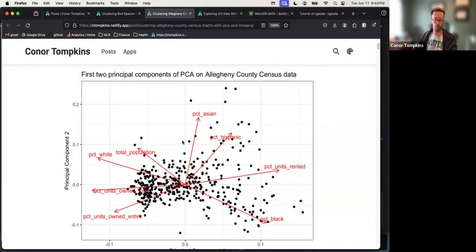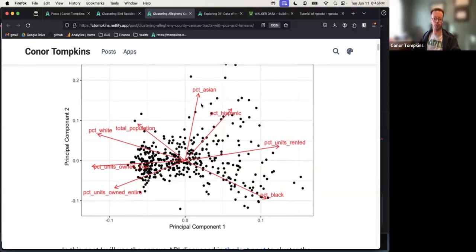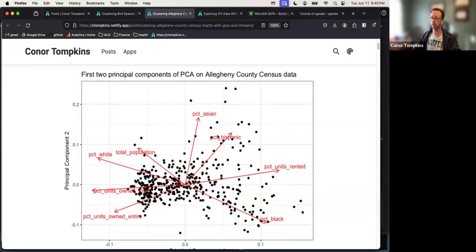There's like 300 or 400 census tracts in my county. And I got the census data and did PCA. And then I took the first two components and overlaid the original variables on top of those. So you can see that the area is pretty segregated in terms of race and in terms of housing. A lot of the outlying suburbs are more white, and more of the housing units are owned either by mortgage or owned entirely. And more of the urban centers have more renters and have more percent of the population that's Asian, Hispanic, or Black.